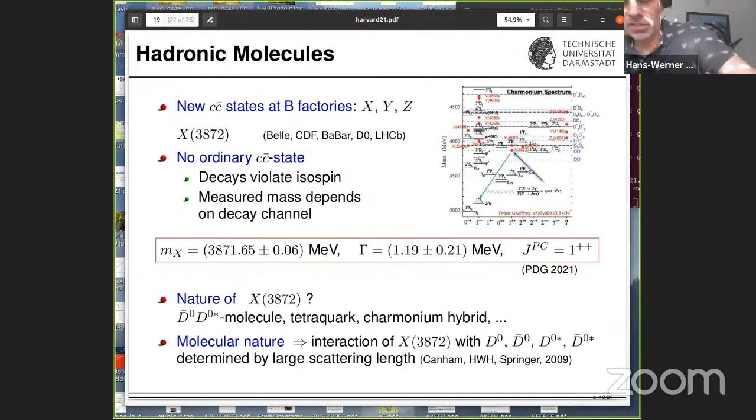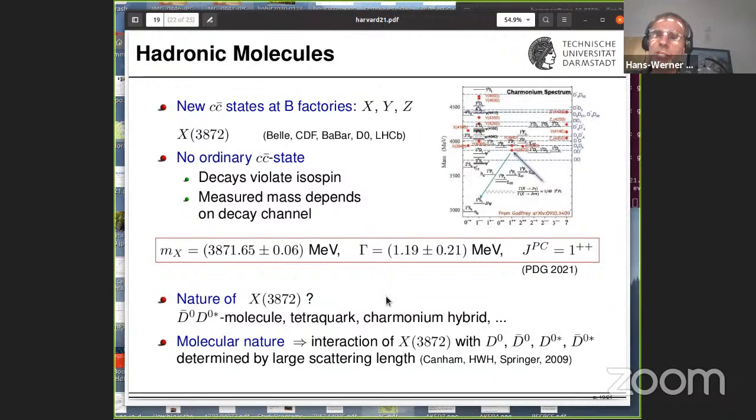viable interpretation is that it's a molecule of so-called D mesons. A D meson is like the analog of a pion, but where one light quark is replaced by a charm quark. Two of these, the D star, are vector mesons with spin one, and the other ones are just regular D mesons. It turns out that this X3872 is extremely close to the threshold of these two neutral D mesons, and that has led to the interpretation of this state as a molecule of D mesons. So it's not some kind of compact quark state. This is the assumption. A tetraquark would be a more compact state, but this is a bound state of D mesons, a molecule.